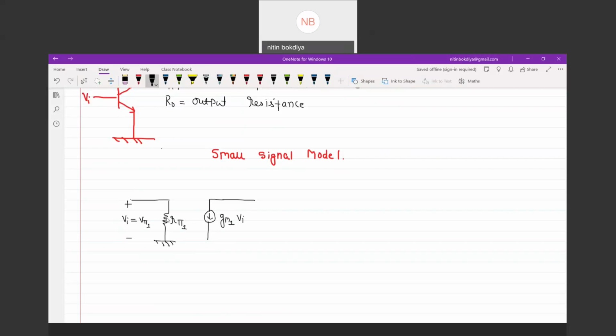Now let's say we have one output resistance RO. I have taken the output resistance of the current source here, RO1, and this is the arrangement for the first transistor. So this is B1, the base of transistor 1. This is E1 and the collector is C1. The emitter is connected to ground, so we have taken that emitter to the ground.